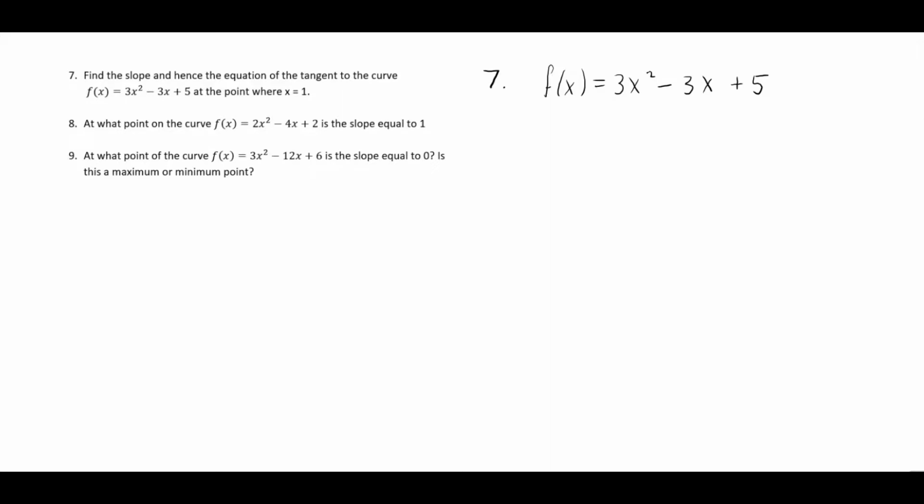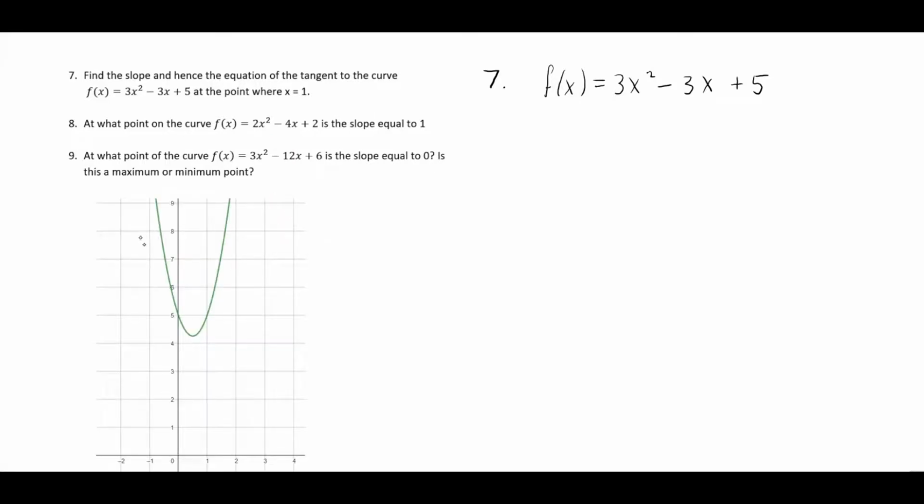So for this next question, it's going to be find the slope and hence the equation of the tangent to the curve f of x is equal to 3x squared minus 3x plus 5 at the point where x is equal to 1. So I'll actually just pop in a quick picture of what that curve looks like. So you can see I've actually just got a picture that I did up on the site GeoGebra there of this curve that we're doing here. So that's what this represents.